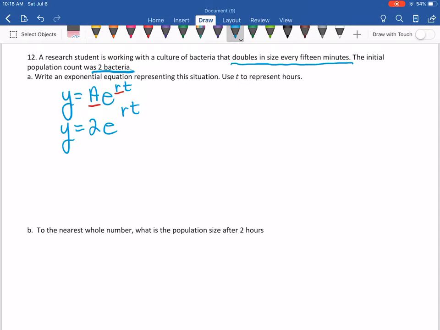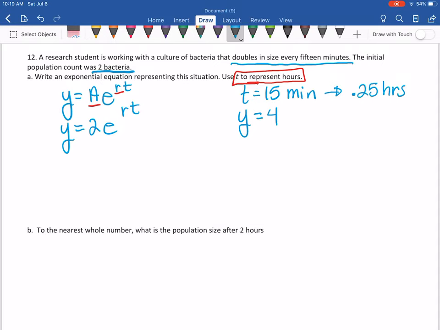The information that's given to us that we can use for that is when T is 15 minutes, Y, which is our bacteria, it doubled. So that would be 4, because it starts at 2 and in 15 minutes it doubles. So that would be 4. But here's the tricky part. It says T represents hours. So I want to make sure that I don't use minutes. I want to change 15 minutes to hours. And in hours, 15 minutes would be 0.25 hours. It's a quarter of an hour.